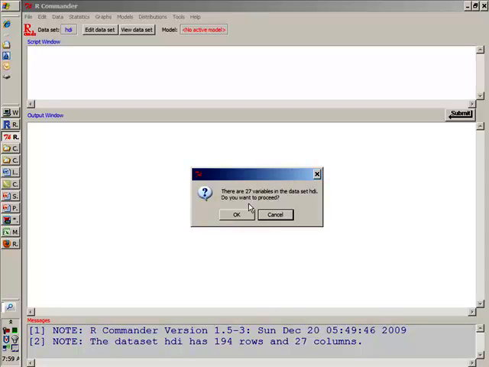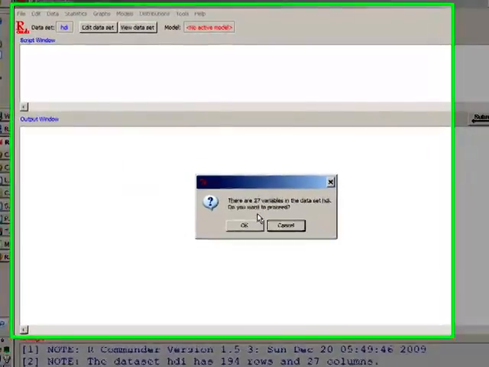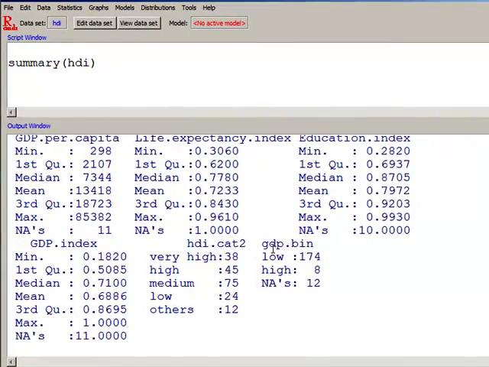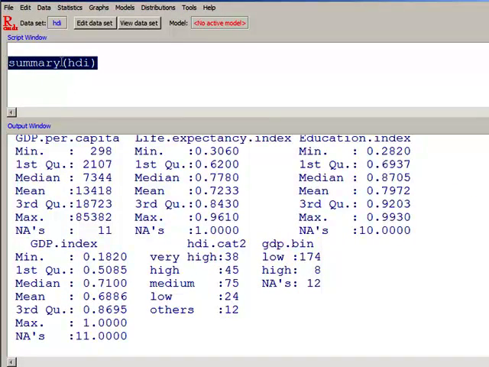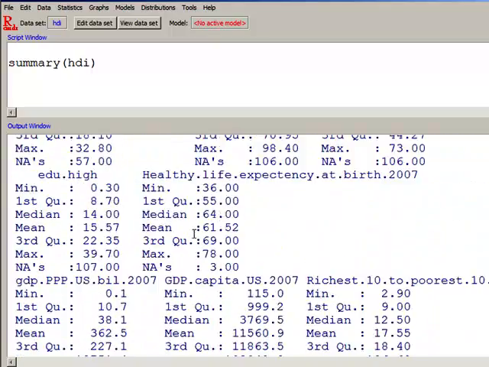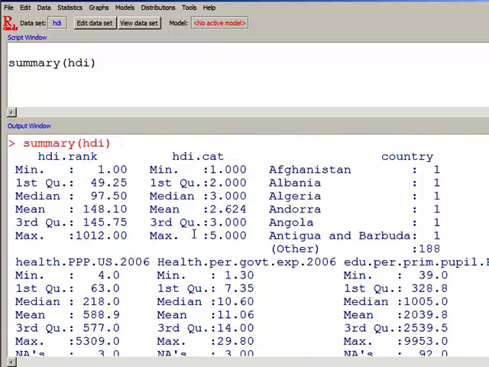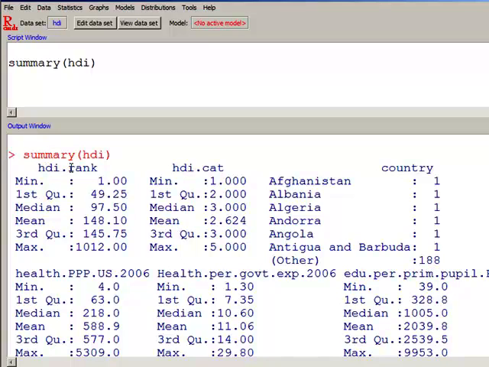And that's why we only compute the summary statistics for variables that are of immediate interest to us. So in this particular case, we have 27 variables, and I think we can handle those 27 variables. So I will click OK here. Notice in the script window, the computer types summary and then the name of the dataset, HDI. This command, summary HDI, summarizes all variables in the dataset. And if I scroll up a little bit, the output window is where the answer lies.